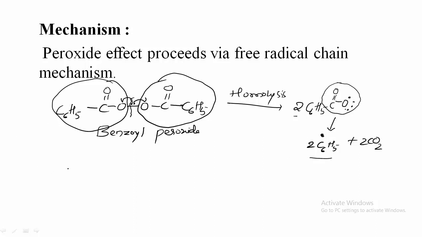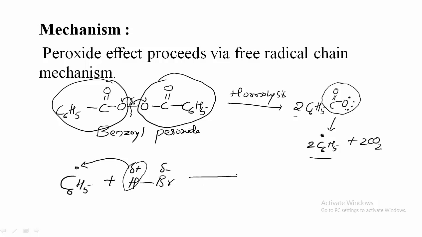Now what happens? After the formation of the free radical, that free radical, that is C6H5•, will react with HBr. In this HBr, H delta plus and Br delta minus will be there because Br is more electronegative. Then this C6H5 radical will attack the H, or H will attack this C6H5, because it requires an electron, and that is given by this phenyl radical. So thus what will it form?